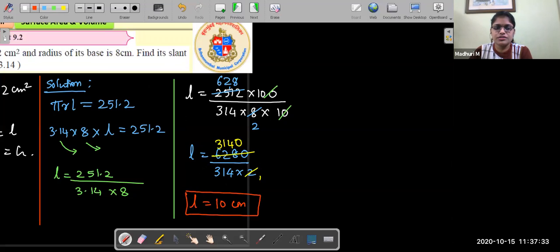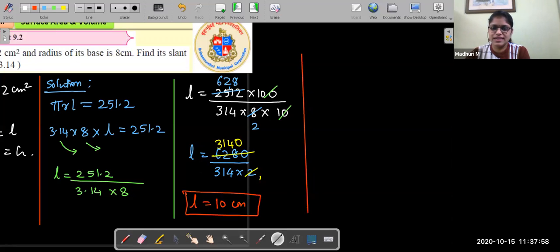Aren't those calculations easy? So the thing is that you don't need to multiply at all, just use small numbers. Let's say you can use the table of 2 or 4, like that. Using small numbers, just try to go on crossing out the common factors, and finally you will be left with a whole number. Over here it was a whole number, luckily. So L equals 10 centimeters, right students?